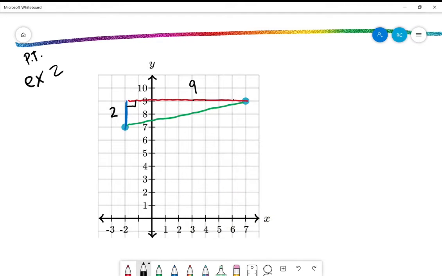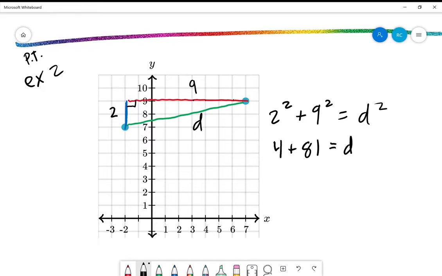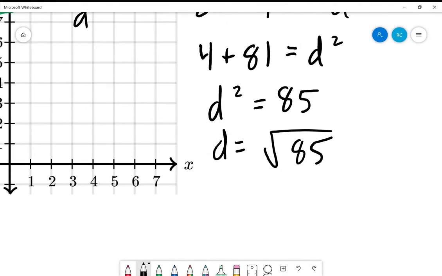So now we can set up the Pythagorean theorem. 2 squared is 4, 9 squared is 81. That means that D squared is 85, which makes D the square root of 85. Now let's see here. Square root of 85. 85 is 5 times 41. And 41 is actually prime. So we're done. Square root of 85 it is.